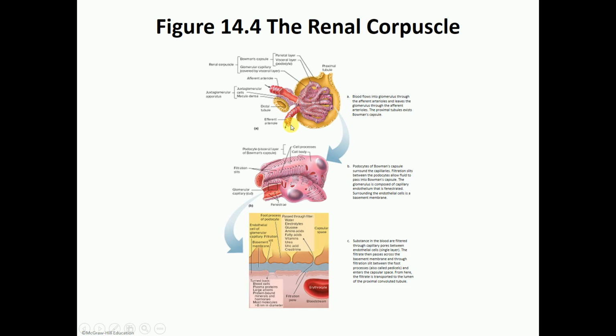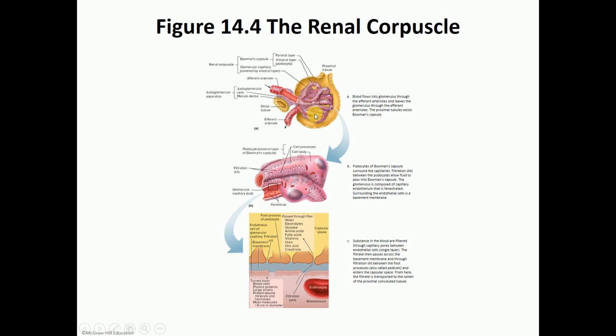So we'll go through a couple of scenarios. If we need to increase the glomerular filtration rate, or the amount of filtration that is happening in the renal corpuscle, the kidney can do so by either dilating the afferent arteriole or constricting the efferent arteriole. In both of those scenarios, you are increasing the hydrostatic pressure in the glomerular capillaries.